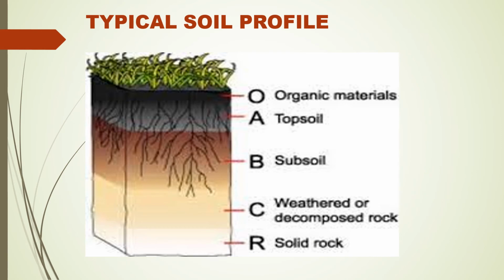This figure shows the typical soil profile. First is organic matter. O represents the organic materials present in the soil. A is the zone of topsoil. B is the subsoil region, C is the weathered or decomposed rock area, and R is solid rock. This is how the earth's different layers are arranged.